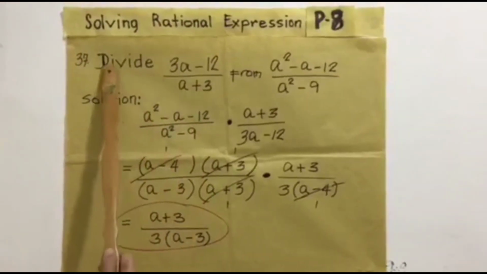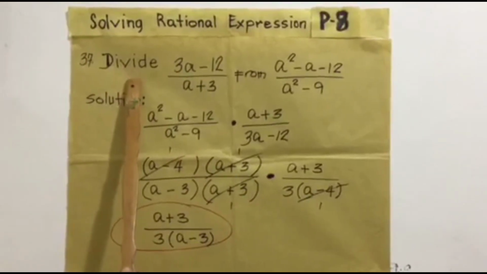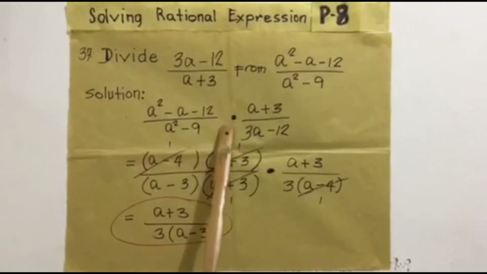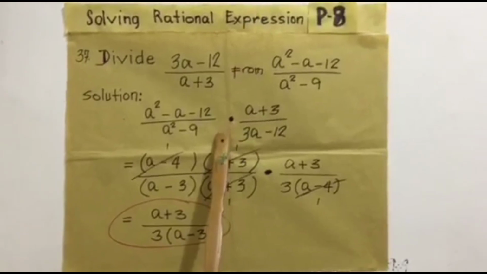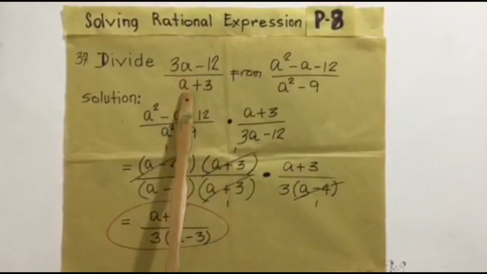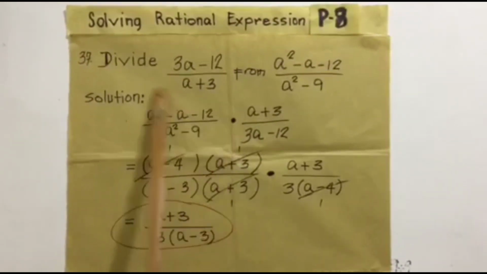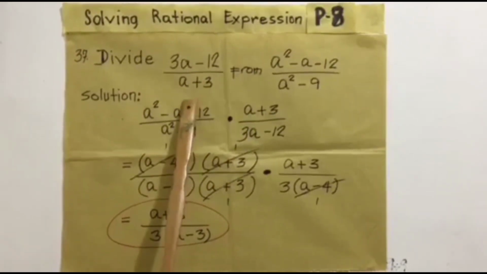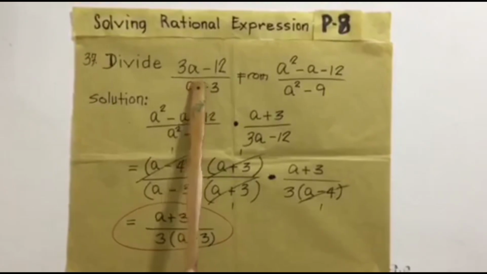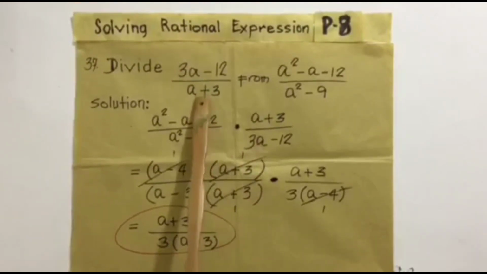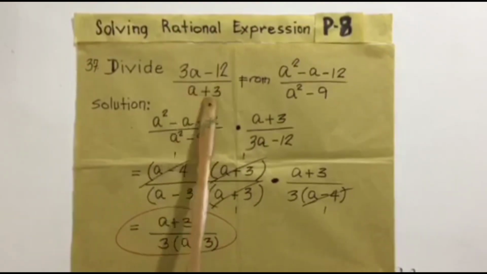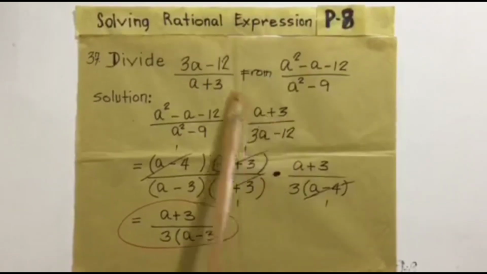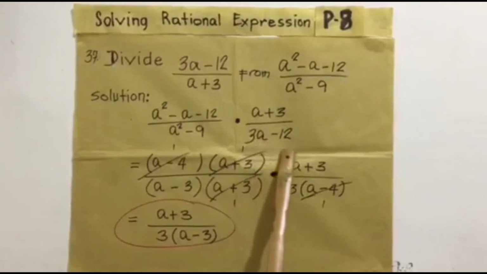Then divide, we're going to change this symbol into multiplication. That means multiplication. Then this one we're going to reverse, because the reverse of division is multiplication. That's why we're going to reverse this given rational expression, because the denominator becomes the numerator and the numerator becomes the denominator.